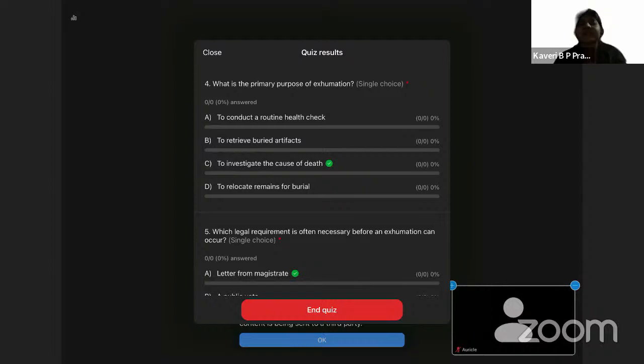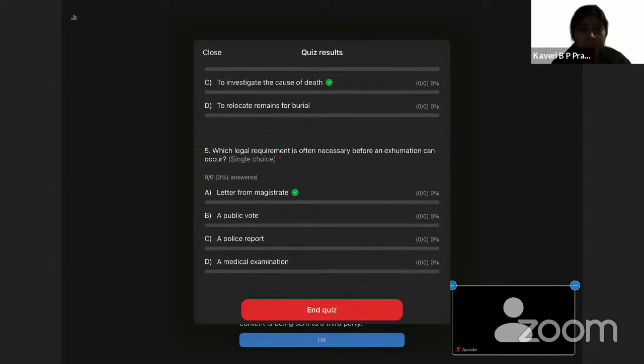Option C, to investigate the cause of death, is the correct answer. Why? Because you're exhuming the body whenever you suspect that there could be some other cause of death. To find out the actual cause of death, you will do it. To retrieve some of the artifacts, for example, a gold chain or some valuables, you do not want a magistrate's inquest in order to conduct all this. You can do it by yourself. Only to investigate the cause of death, you do this exhumation.